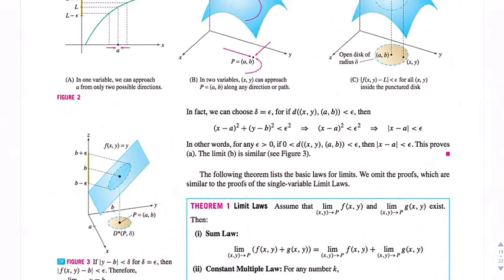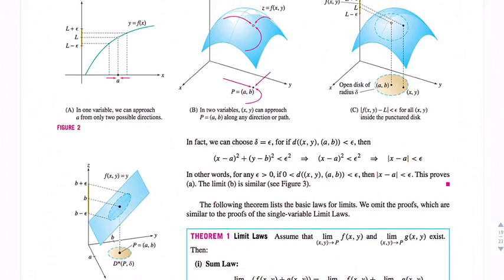So if we let delta be epsilon, then the distance between our point and the center is less than epsilon. So then the distance formula, we have the square root of x minus a squared plus y minus b squared would be less than epsilon. So we could square both sides, and we'll get this line that you see here. Then we square both sides, we get x minus a squared plus y minus b squared is less than epsilon squared.